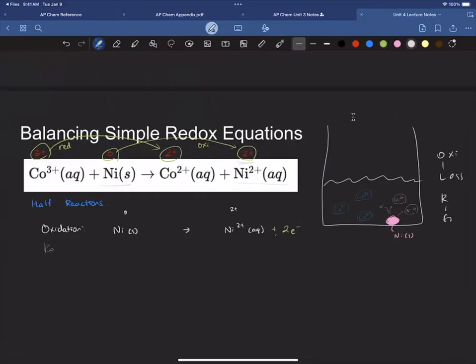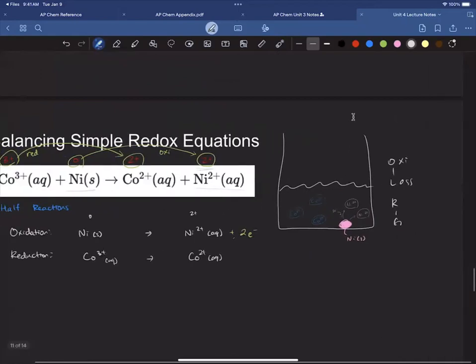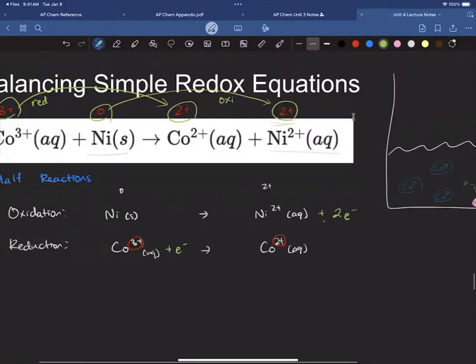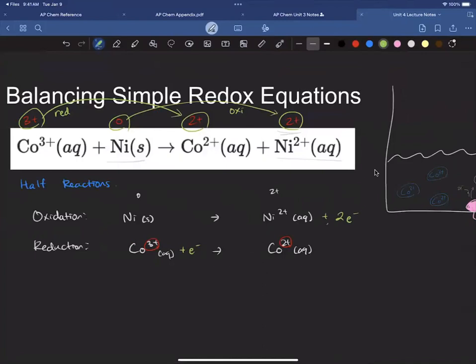Now let's look at the reduction half reaction. Cobalt 3+ is becoming cobalt 2+. We know reduction is gaining electrons, and it's pretty obvious here because it's going from 3+ to 2+, so it became a little bit more negative. Since it gained an electron, we write the electron here. So first you write the electrons like this.